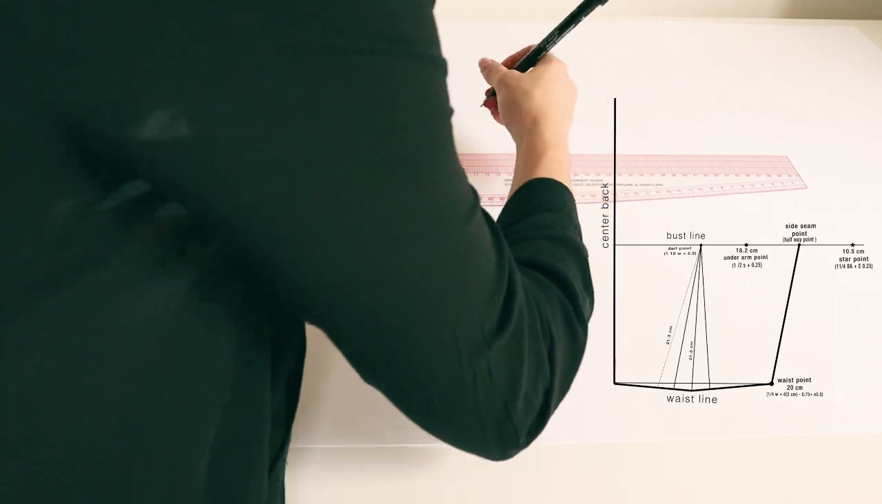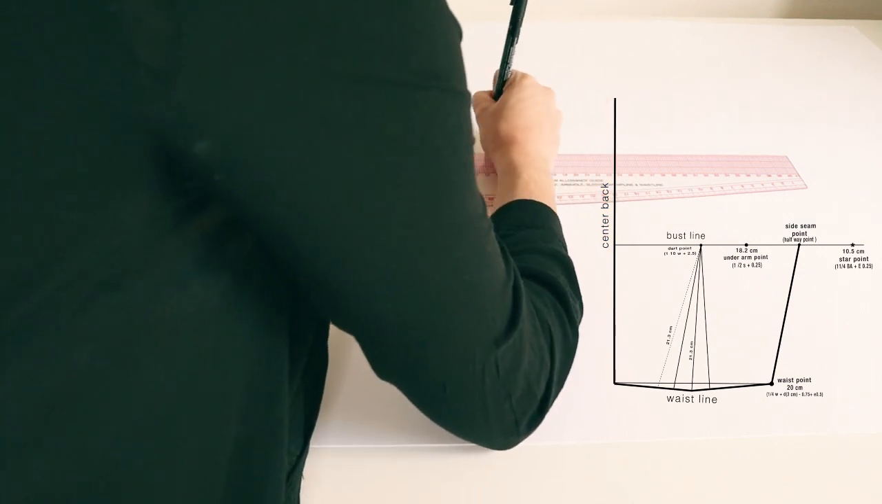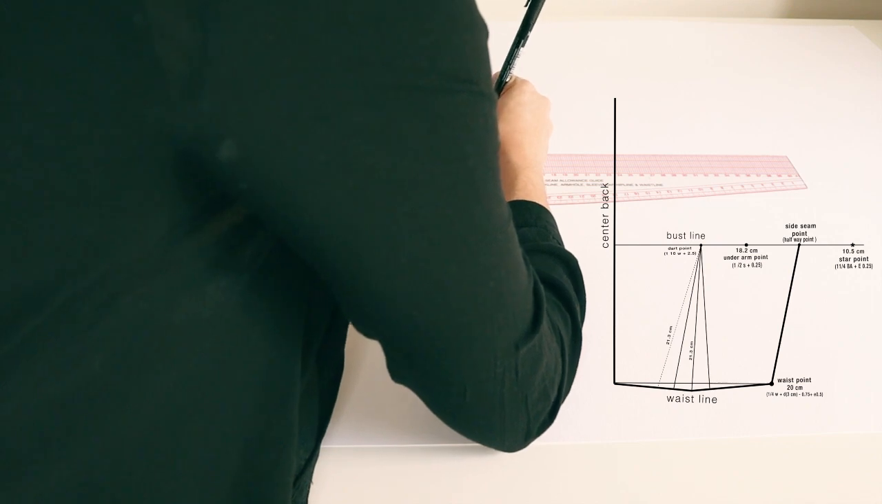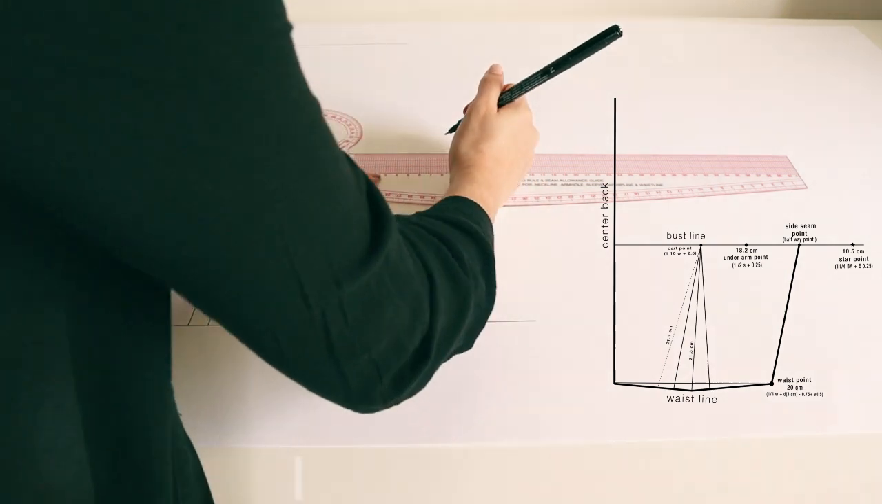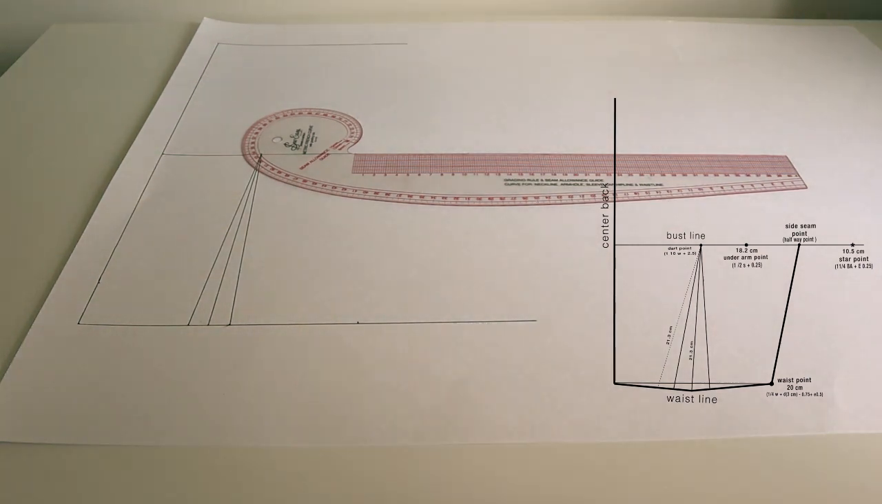Back on the bust line, we're going to measure from the underarm point 1/4 of BA, which is the bust arc, plus 0.25 of ease. In my case, it came to 10.5 centimeters. This we'll call the start point, which we'll use in the next episode to do the front bodice pattern.